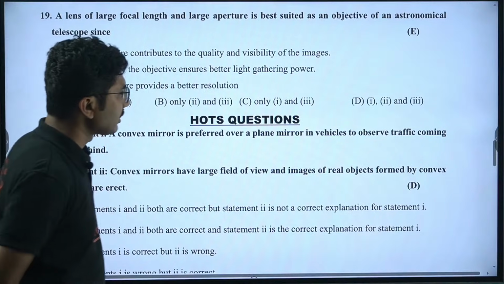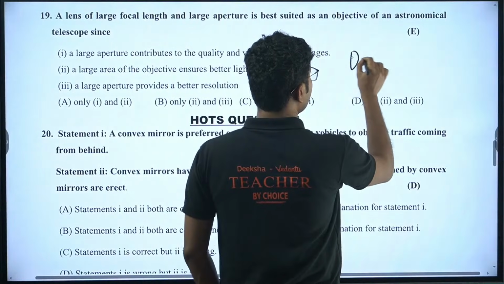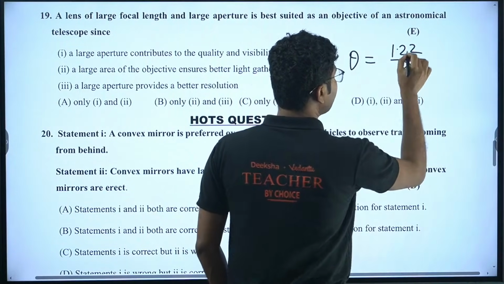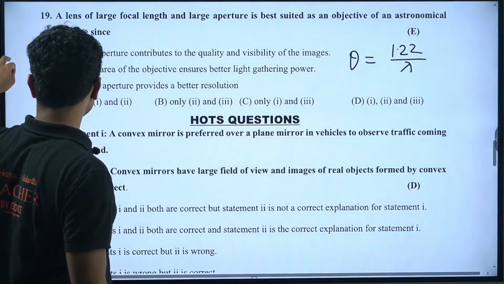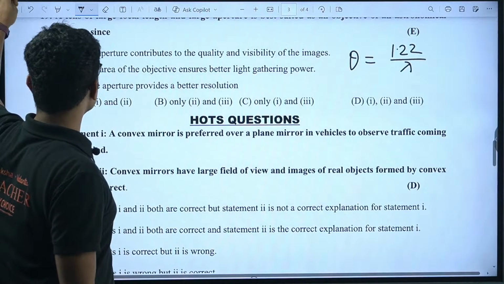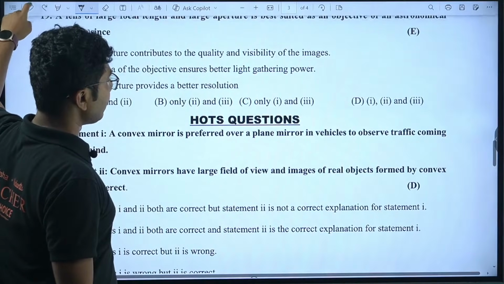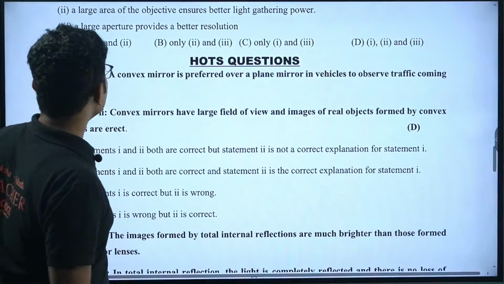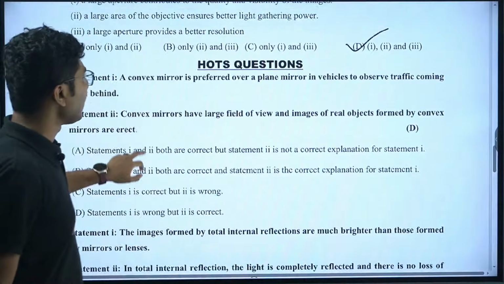Now here the resolution basically depends on 1.22 divided by lambda. This is called resolving power, or okay, sorry, resolution and resolving power, I am getting confused. Okay, you can consider it to be resolution. So resolution wise it is okay. So yes, both 1, 2, 3 and 1, 2 and 3 can be considered.